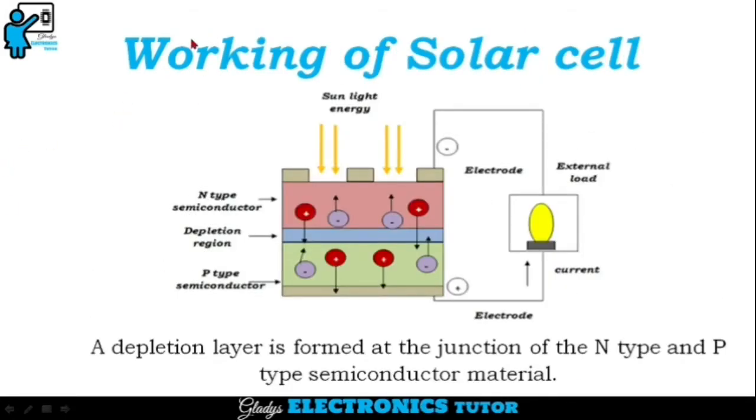So let's see the working of solar cell. This is the arrangement of solar cell. It consists of n-type semiconductor, p-type semiconductor, and the sunlight falls on the conducting electrode. So a depletion layer is formed at the junction of n-type and p-type semiconductor material.